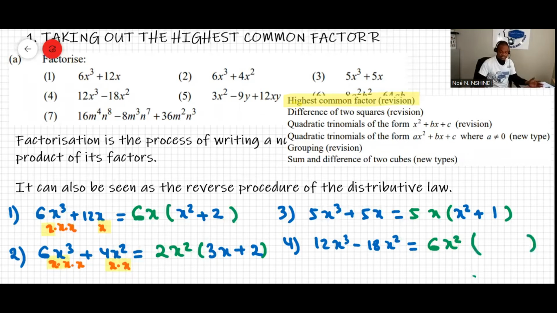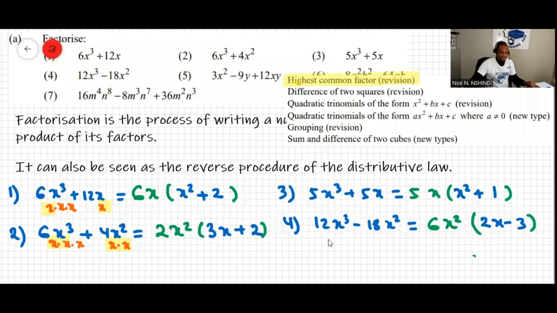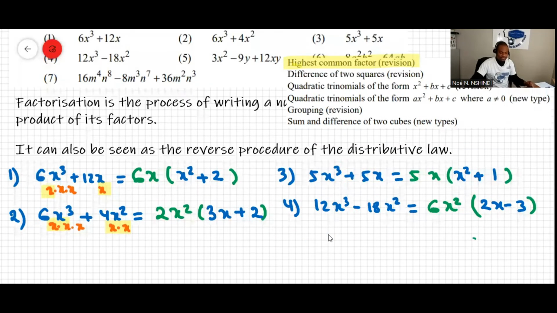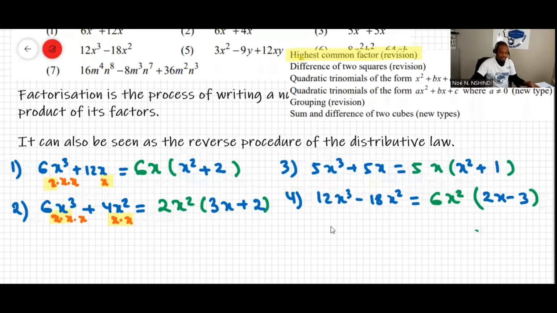Because I took 6 out, it's going to be 2, and then 1 x remains. On the other one, negative 3. That's all. So you can check your answers. If you do 6x squared times 2x, you get 12x cubed. 6x squared times negative 3, you get negative 18x squared. Okay, let's take question 5.